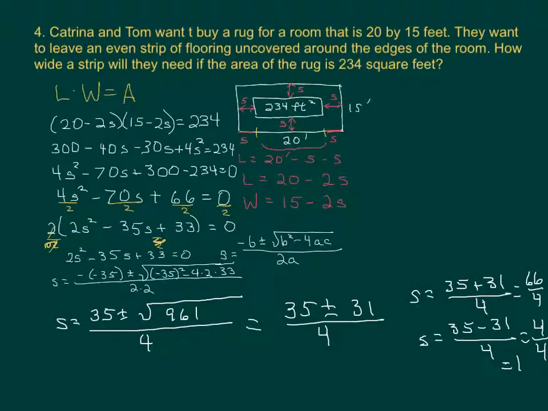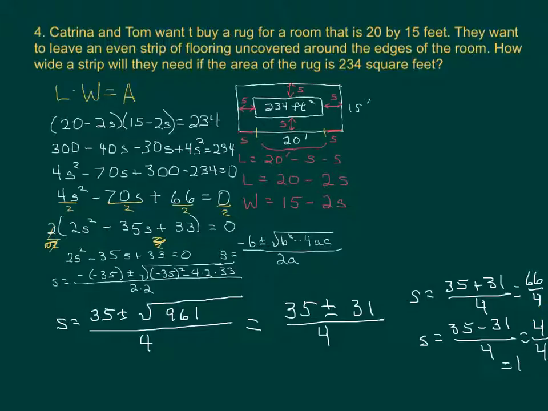Alright, so you work all of that out. All of this equals 961. The square root of 961 is 31. So you have two cases. S equals, and then you add 35 and 31 to get 66 over 4. Or S equals, and then you subtract them and you get 4 over 4, or 1. Now 66 over 4 is going to be 33 over 2, which is 16 and a half.